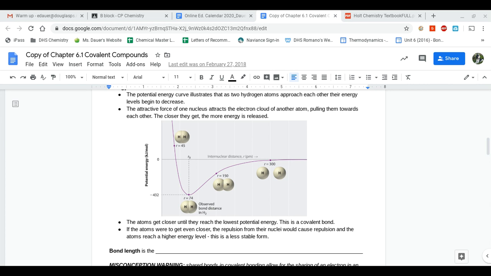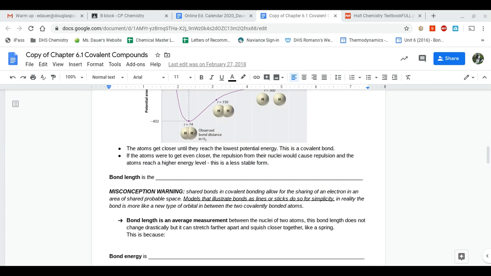And then if they get too close, those two positive nuclei, this is the most left position on this image where the two hydrogen atoms have an R of 45, get so close together that the nuclei repel against each other and they come back to that Goldilocks zone. So what we'll talk about with bond length with this misconception too is, I want you to understand that we're trying to use models to represent bonds, but every model is flawed.